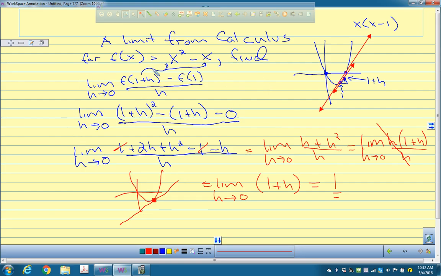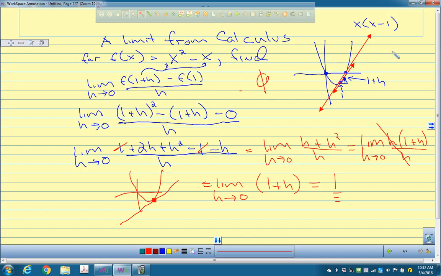Yes? Why did you subtract 0? Because that's f of 1, right? F of 1, it won't always be 0, but in this case, if I take 1 and I plug it in, f of 1 plus h minus f of 1. F of 1 is 1 squared minus 1, which is 0.